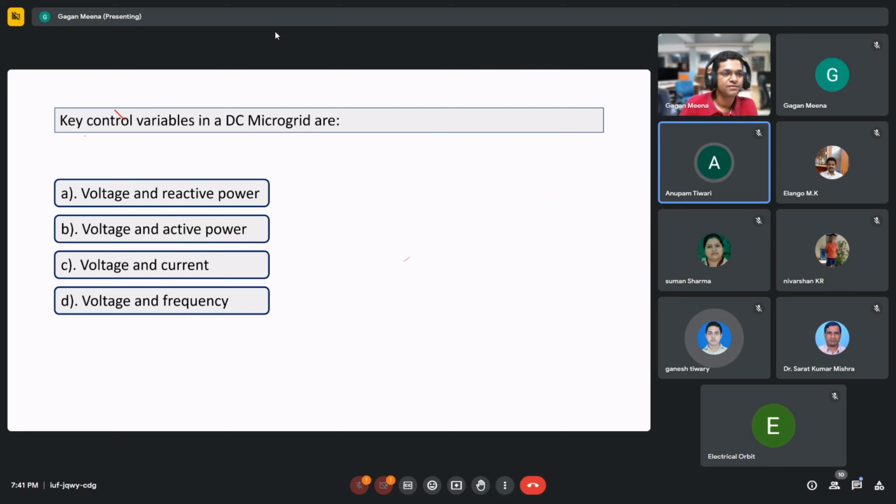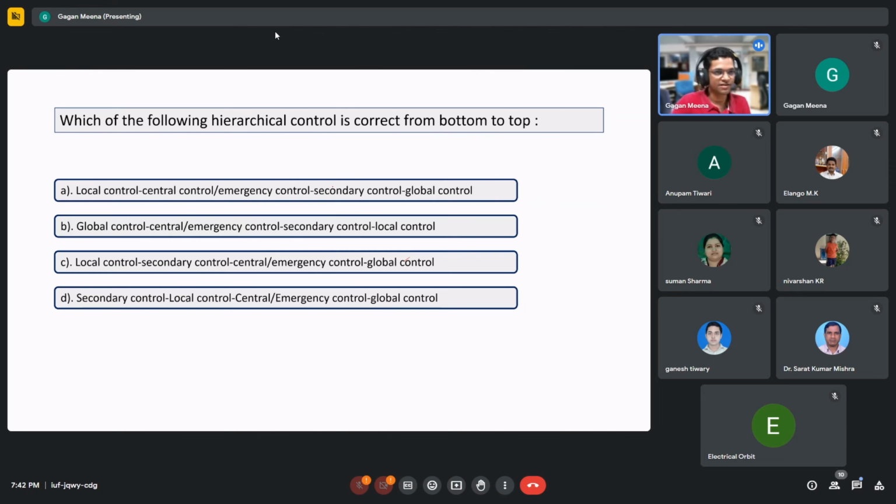The question is: key control variables in a DC microgrid are? C is voltage and current. No, B is correct: voltage and active power. We have to control voltage and active power. We saw the V and P characteristics. Yes, sir, these are the main control variables here. This is correct.